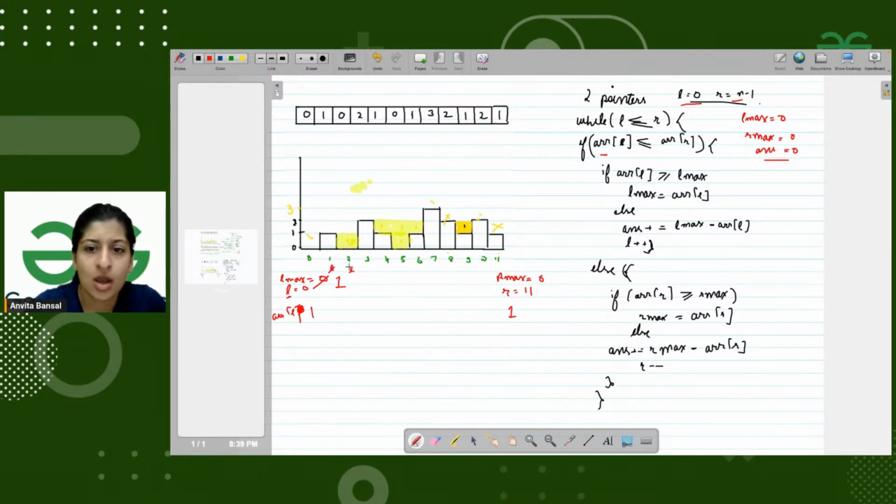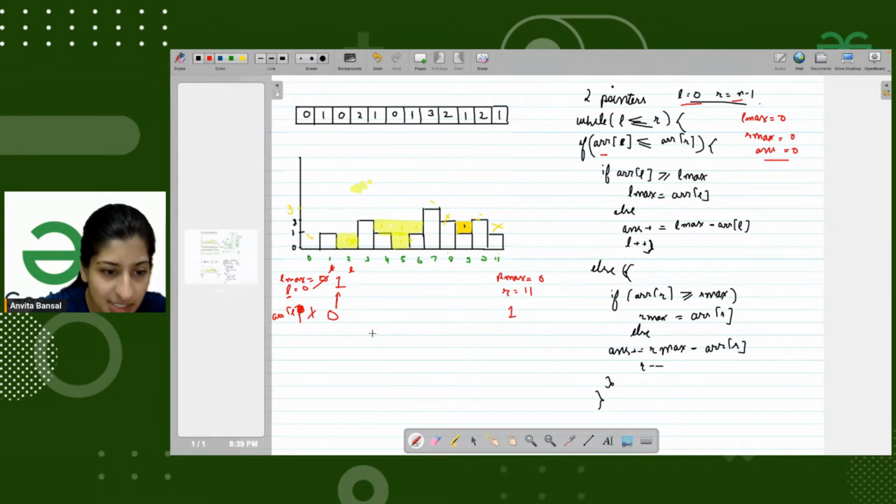Okay. So what do you check? Now you check again, same thing. ARR of L is at 0, and ARR of R is 1 again. Again, it is less than ARR of R. So when I'm at this position, again, I check what is the L max. L max is greater than your ARR of L in this case, right? It is greater than that. That means I can store some water.